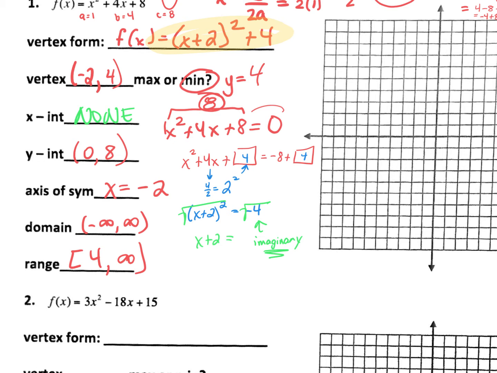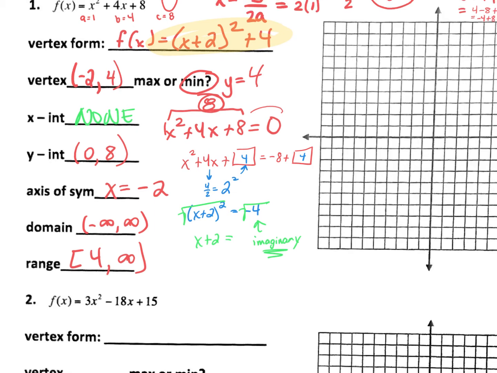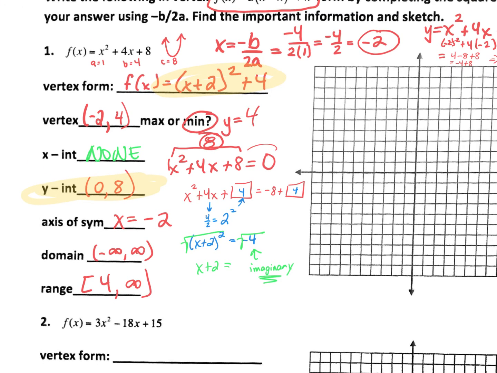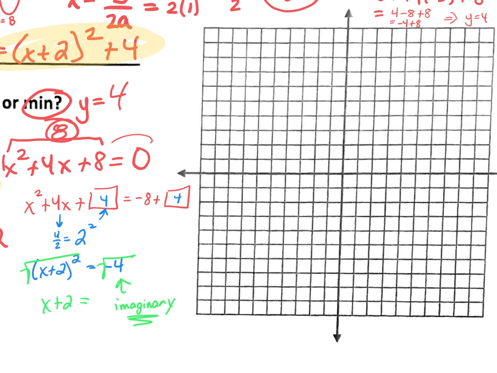Where should it cross the y-intercept? What's your y-intercept, guys? You guys wrote the y-intercept right here. What is the y-intercept? 0, 8. Should your parabola touch the x-axis? No. Okay, so let's just make sure that all of our information is correct. So negative 2, 4. I'm going to go over 2, 1, 2, 3, up 4.